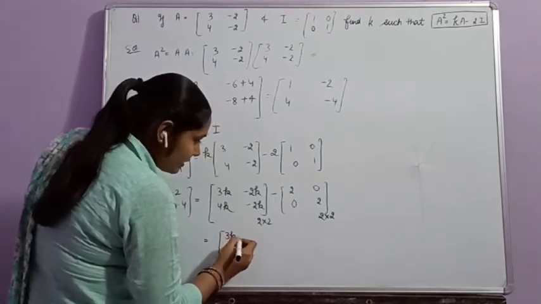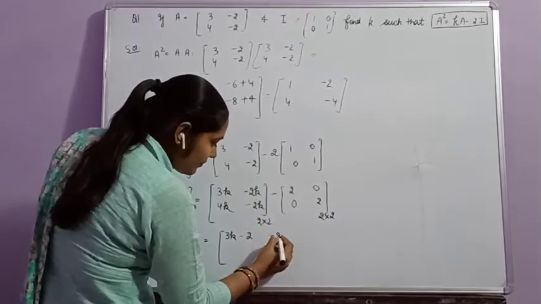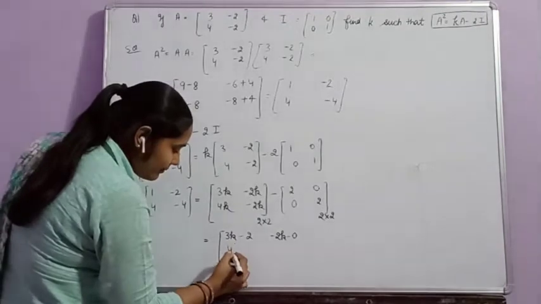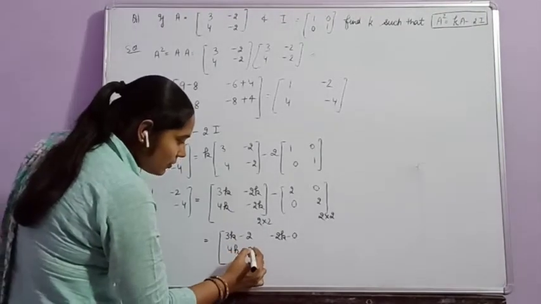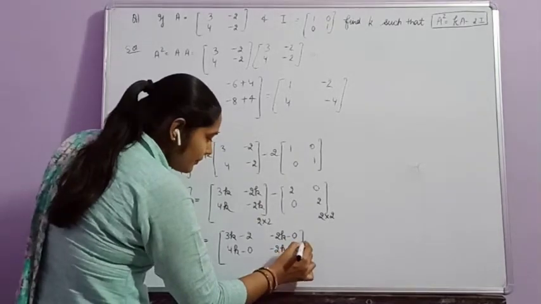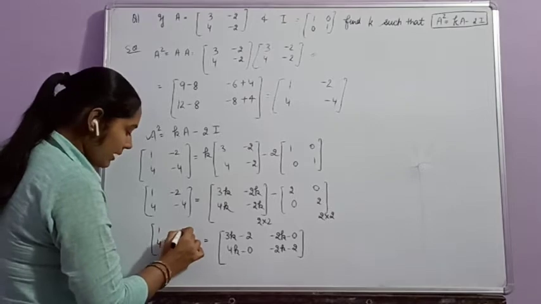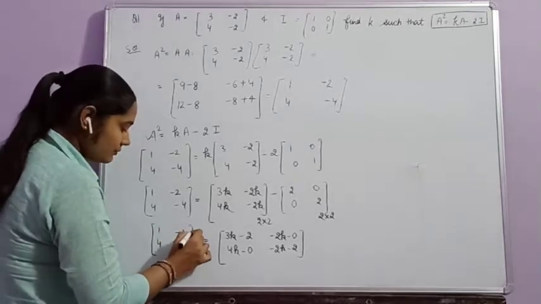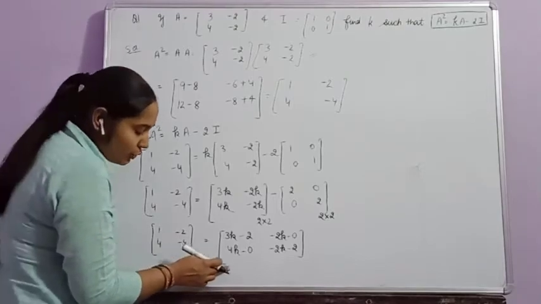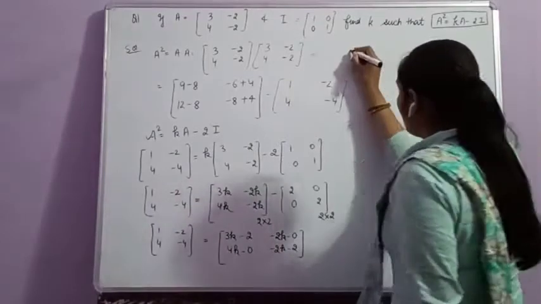3K minus 2. Similarly, minus 2K minus 0. Next is 4K minus 0, minus 2K minus 2. That is equal to A square, that is [1, -2; 4, -4]. And we know that if two matrices are equal to each other, it means their corresponding elements are equal.